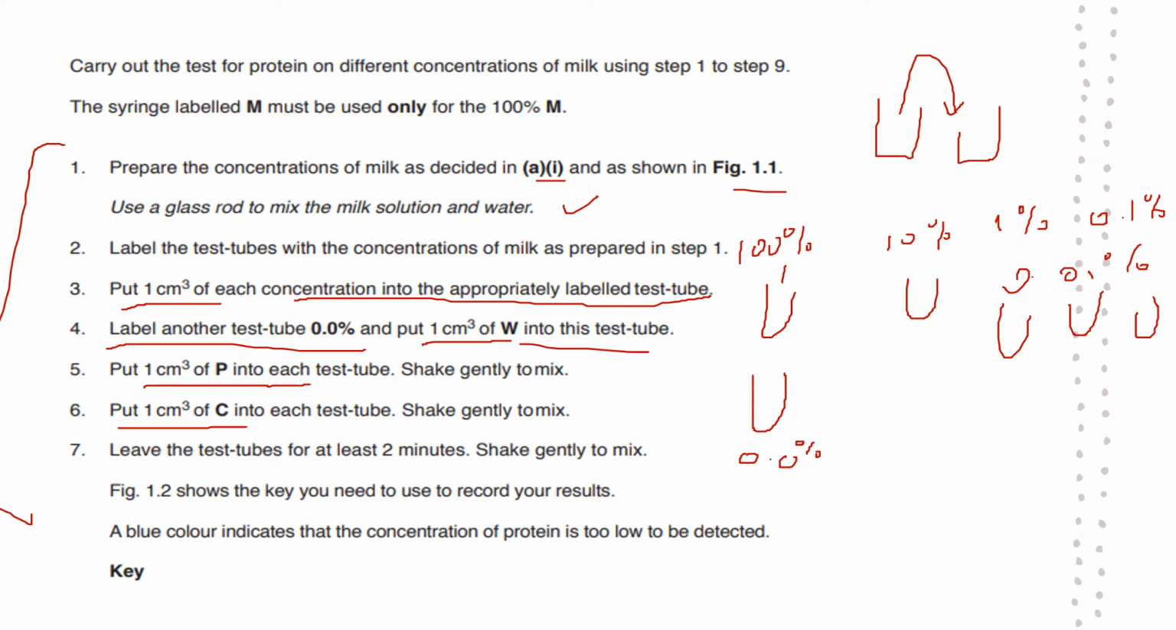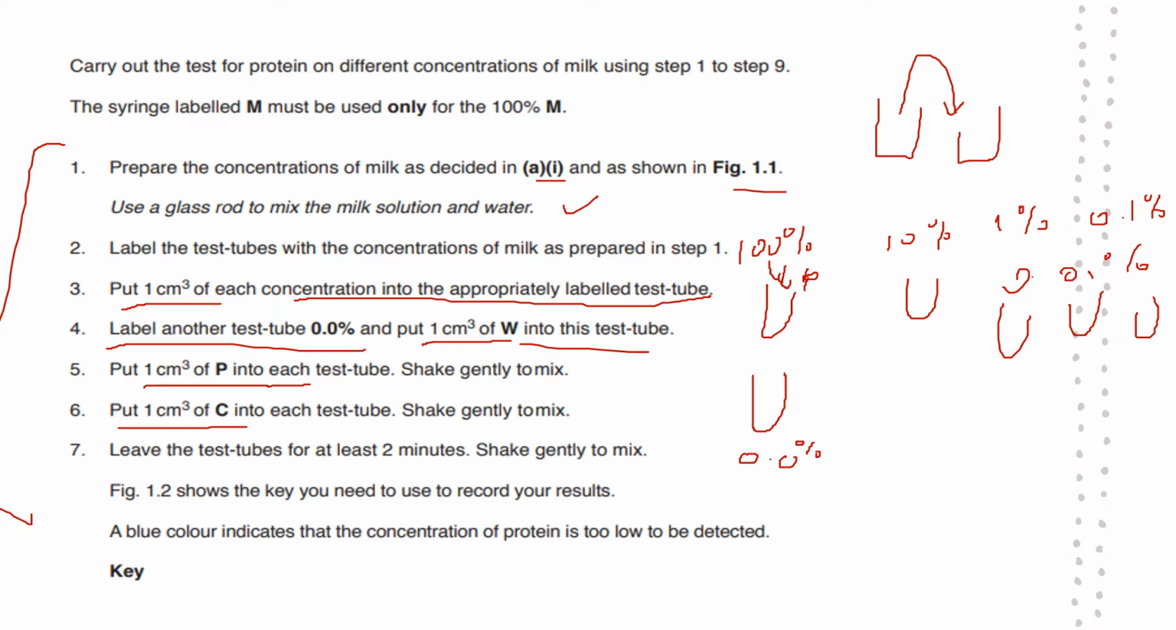Now in each test tube, you add 1 cubic centimeter of P, which is your potassium hydroxide, and a cubic centimeter of C, which is your copper sulfate solution. That's basically what they're saying, and you shake it gently. You leave them to stand for 2 minutes. In this case, you can use a stopwatch to measure the time. You leave them to stand for 2 minutes, and then you shake the solutions again, and you record your results.